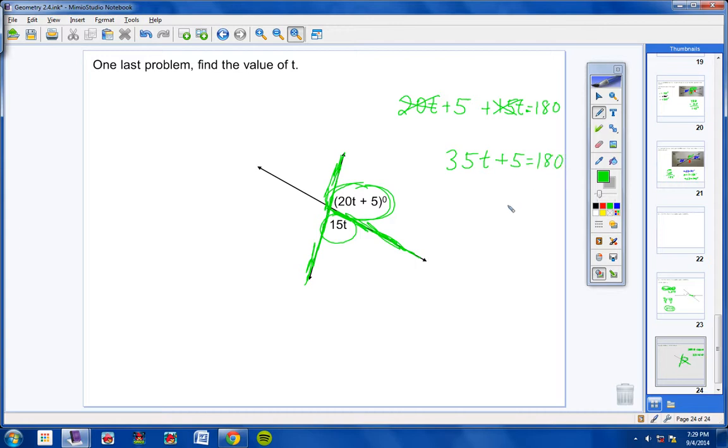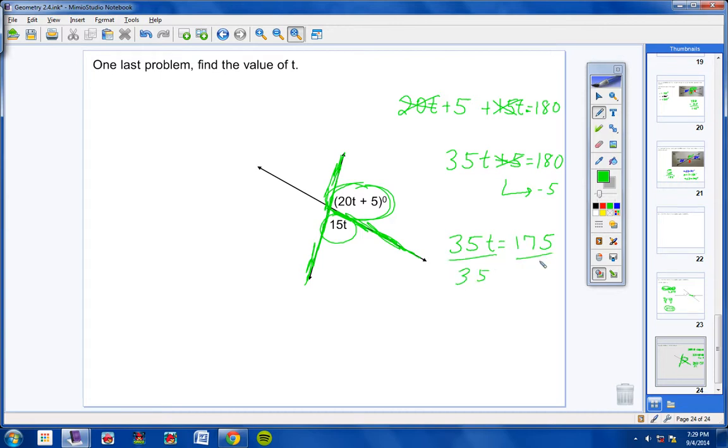Now next, if I'm trying to get t by itself, which I am, let's bring this 5 over and make it a negative 5. Okay? So now the 5 is gone and I'm left with 35t equals 175. Okay? And now let's go ahead and divide both sides by 35.